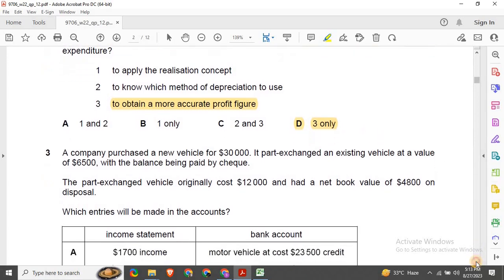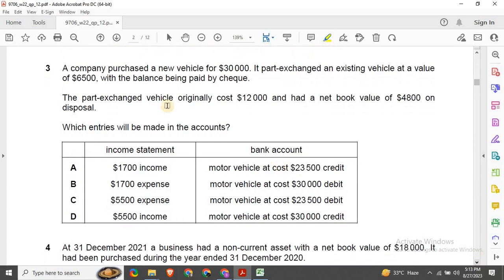Okay, next question. A company purchased a new vehicle for 30,000. It part exchanged an existing vehicle at a value of 6,500, with the balance being paid by cheque. The part exchanged vehicle's original cost was 12,000 and it had a net book value of 4,800 on disposal. Which entry will be made in the accounts?